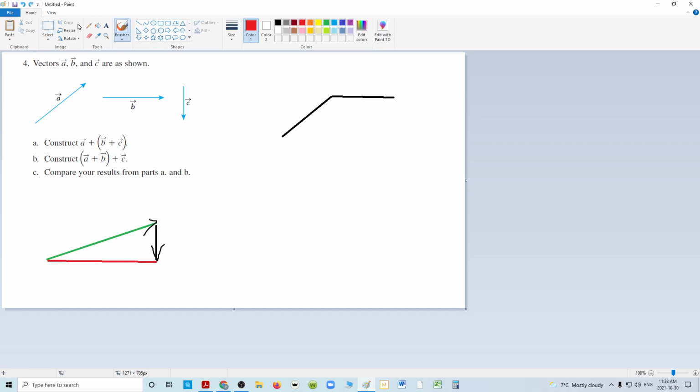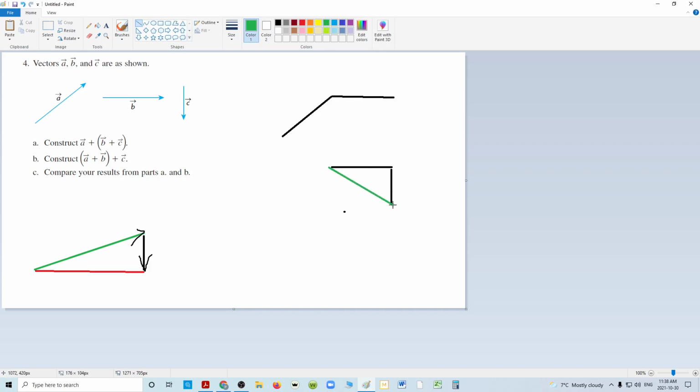So now they're asking you to add B and C instead. So B and C. If I add it, I've got that. And then I add this, I got that. So the resulting green line, and I just got to keep track of the heads and the tails, is that. So that's the resulting green line. Now if I add A to it, which is this, and I try to remember it's like that.